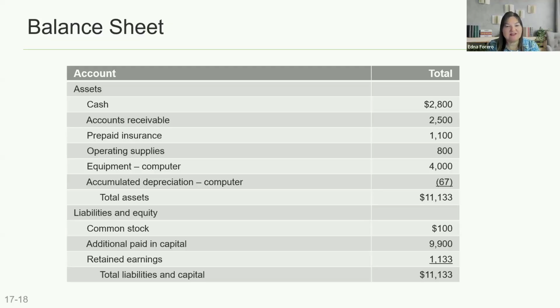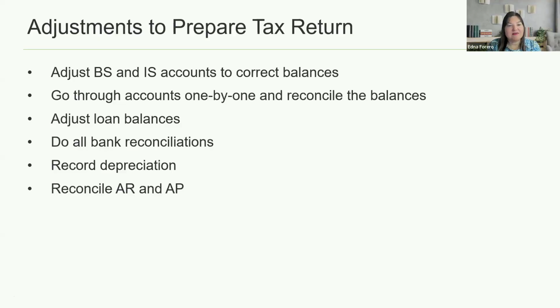So again, if you haven't gotten the theme yet, we want to make sure that everything balances on both sides so that we can prepare an accurate tax return for our client. So we may have to, however, unfortunately make adjustments sometimes, but before you do that, make sure that you check the accounts so that there's not any errors that you carry forward to that tax return.